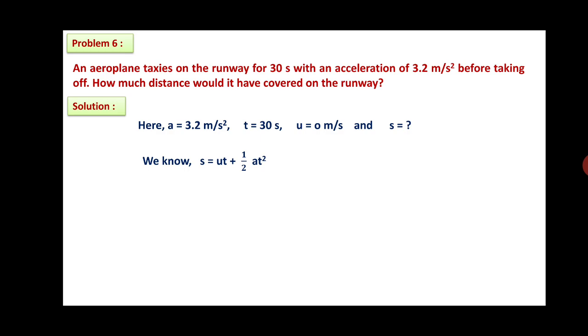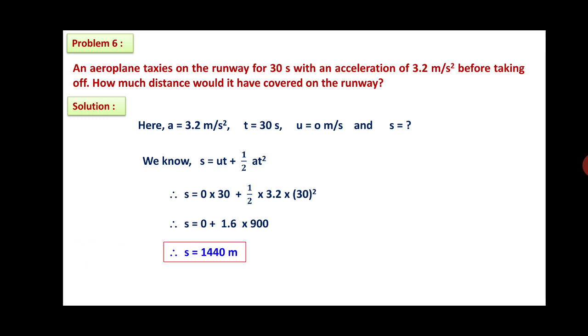We know the formula s is equal to ut plus half at square. Therefore s is equal to, substitute the values, 0 into 30, plus half into 3.2 into 30 square. So s is equal to 0 into 30, which is 0, plus 3.2 upon 2 is 1.6 into 30 square is 900.